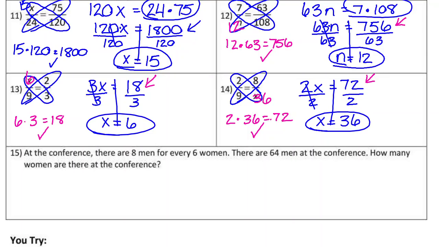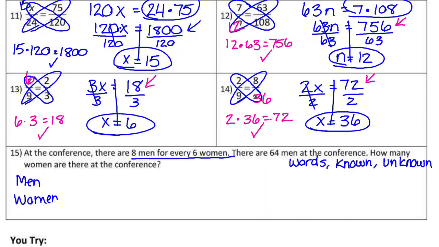So when we do these ones, we're going to go words, then known, and unknown. So what does that mean? So first thing we're going to do is we're going to write the words of what we're comparing. Well, what are we comparing in this problem? We're comparing men to women. And our known ratio that we have in that first sentence is there are 8 men for every 6 women.